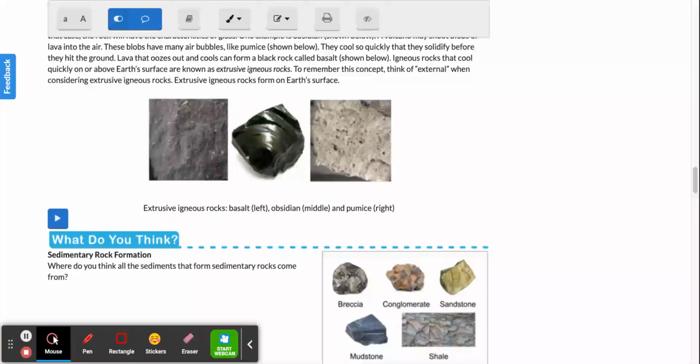To remember this concept, think of external when considering extrusive igneous rocks. Extrusive igneous rocks form on Earth's surface. Extrusive igneous rocks: basalt, left, obsidian, middle, and pumice, right.